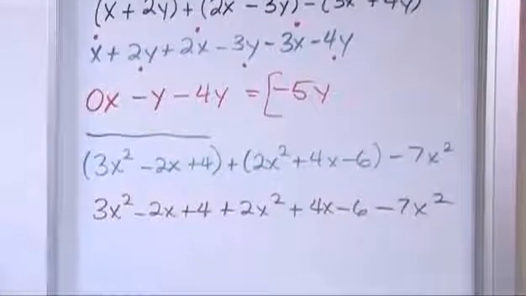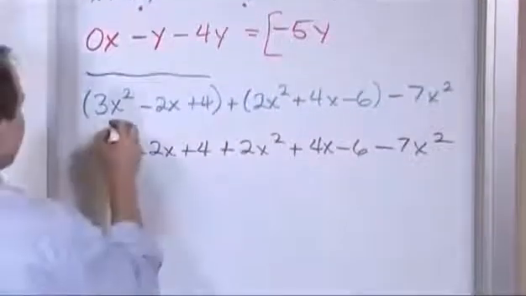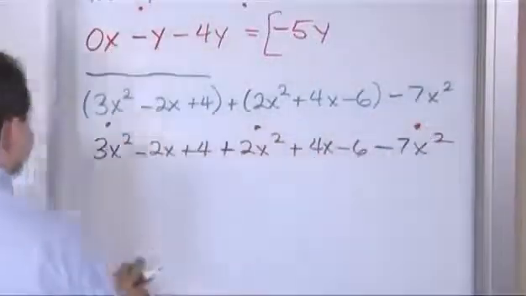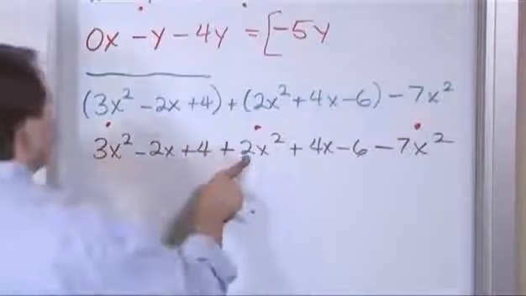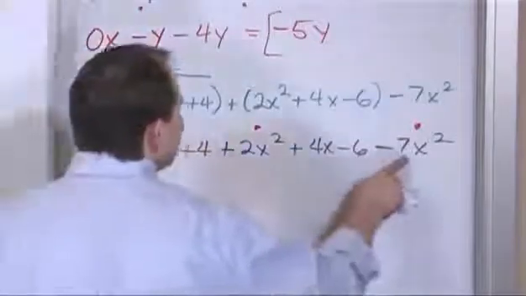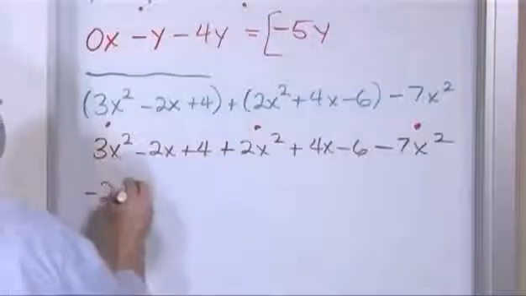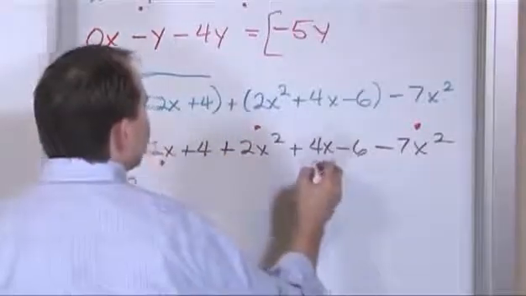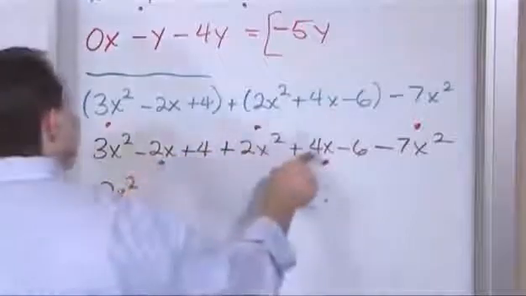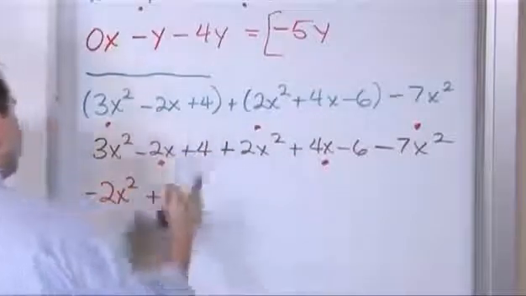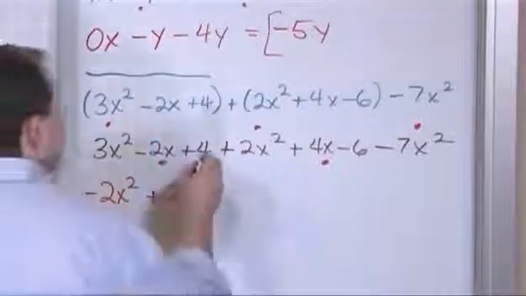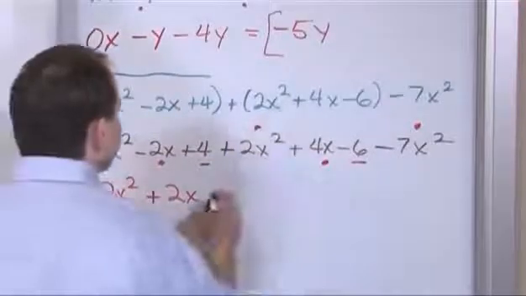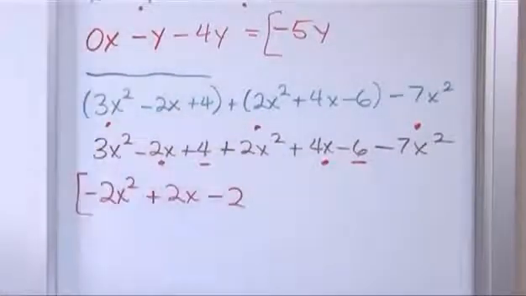Then you start looking for like terms, and believe me, it's going to be easy if you just start putting dots. This x squared term is a like term with this one, and also this one down here. So 3 plus 2 is 5, and 5 minus 7 is negative 2x squared. They have to stay along for the ride. Now this x term is a like term with this one here. Negative 2 plus 4 is going to give me positive 2x. And finally, this number is a like term with this one, the only thing left. So 4 minus 6 is negative 2. So the answer is negative 2x squared plus 2x minus 2.